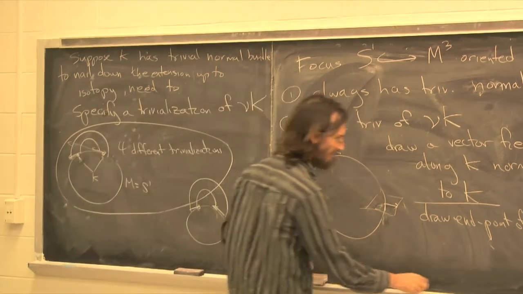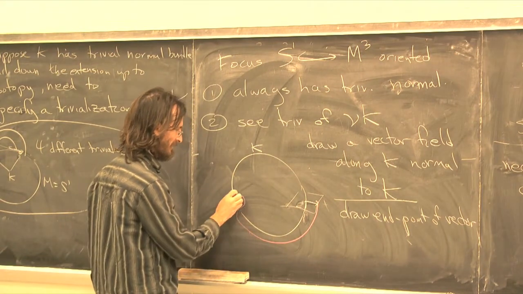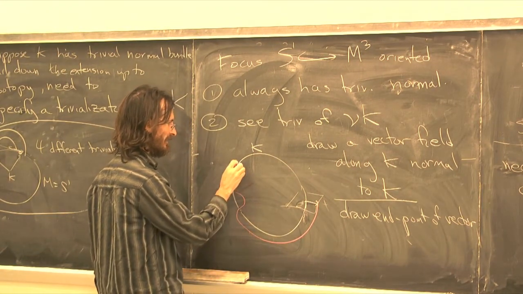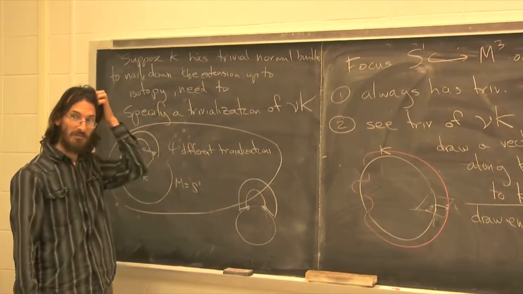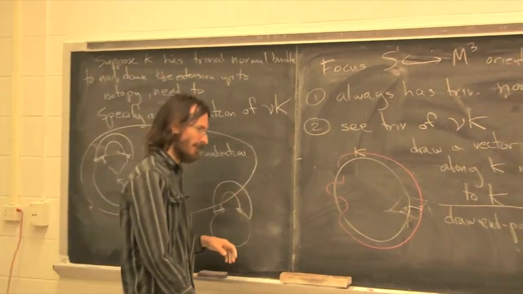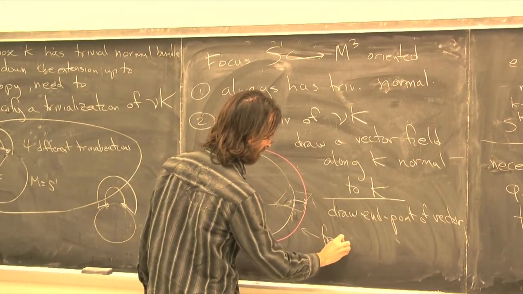Okay, so I can draw the endpoint of it, and then it goes around somewhere, and it goes around some times, and back. Okay, for example. So that would be a picture of a framing, of a framed knot. So this is now what's called a framed knot.